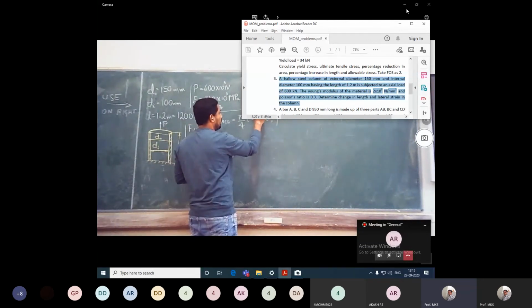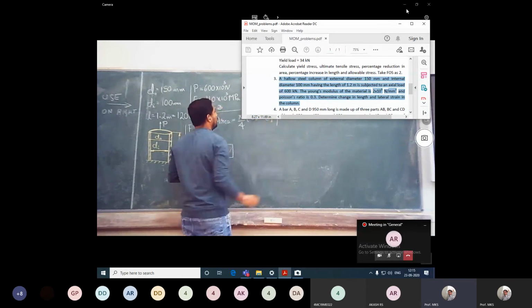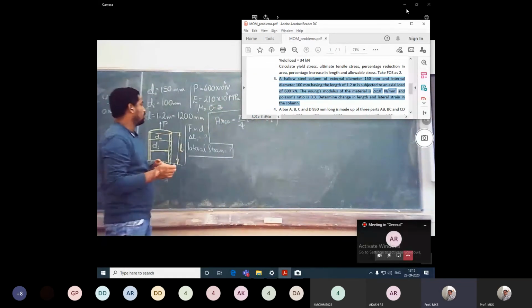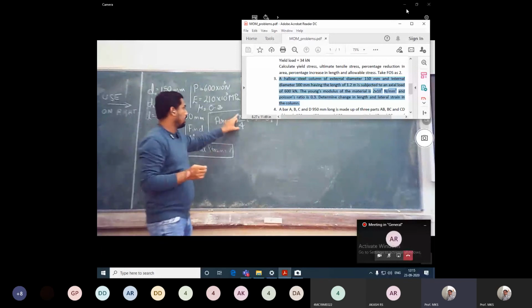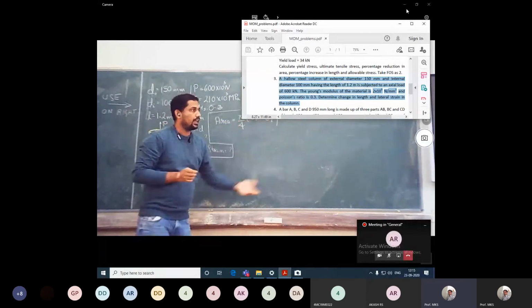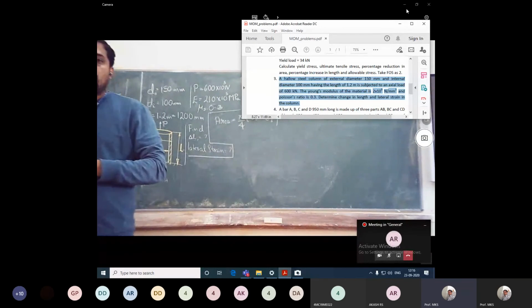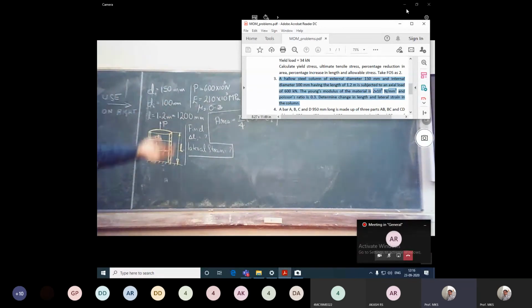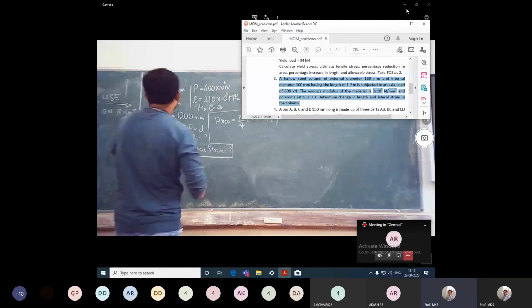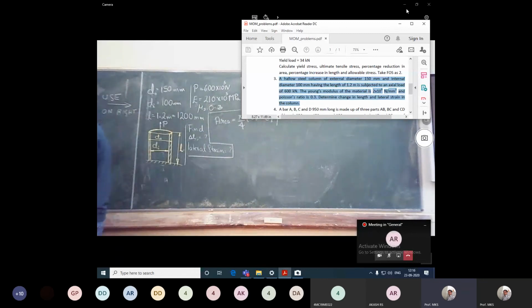What is the expression? The area is pi by 4 into D naught square minus Di square. You calculate the area of the cross section first. After finding the area of the cross section, it is similar to the last problem you have solved. Only the expression that is different is the area of the cross section. Next, you just use the general expressions, what all you know, to find the change in length.